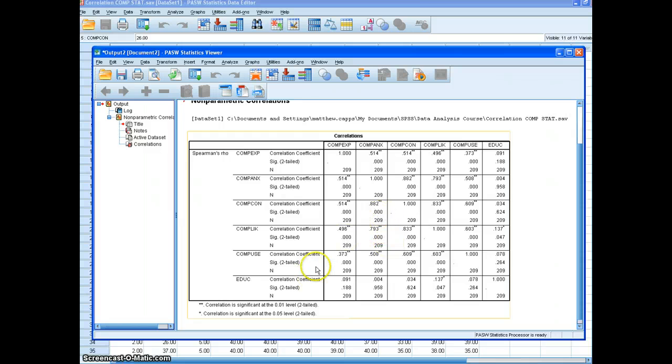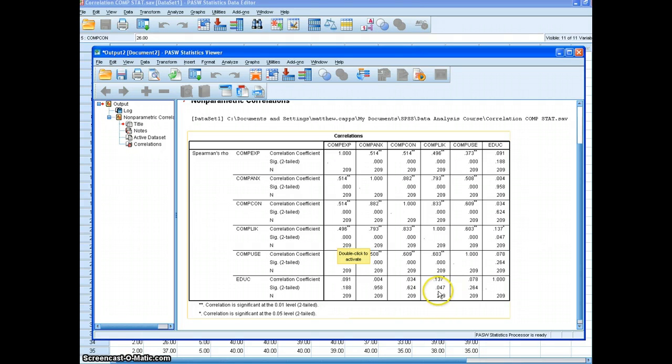Now, when we look at this, we're not really interested in how computer anxiety, experience, confidence and liking are related to each other anymore. That was the previous one. Really what we want to focus on is this part down here. What is the correlation between the amount of education that you have and your experience, anxiety, confidence, liking? The only significant correlation between education level and these measures is this one, how much you like computers. There seems to be a fairly weak positive correlation.